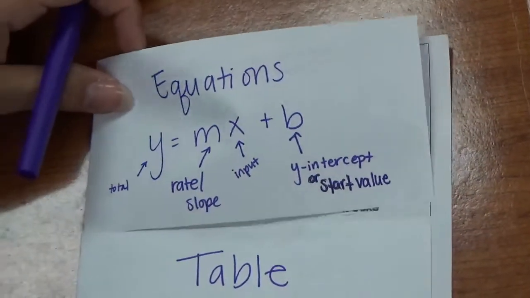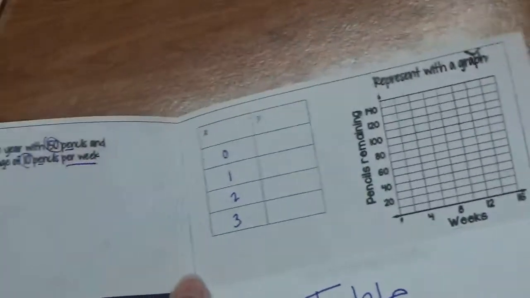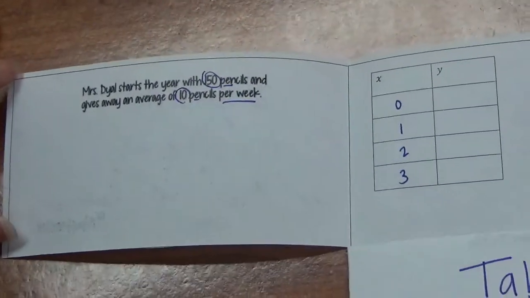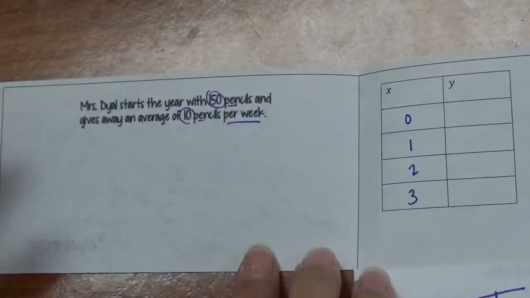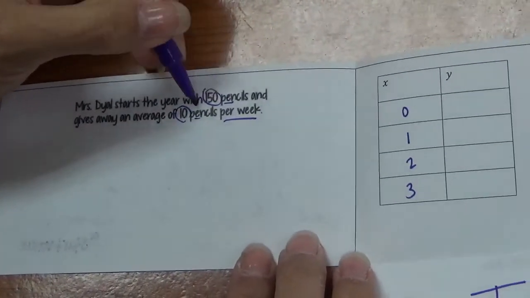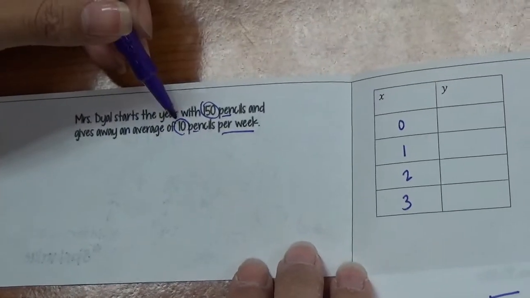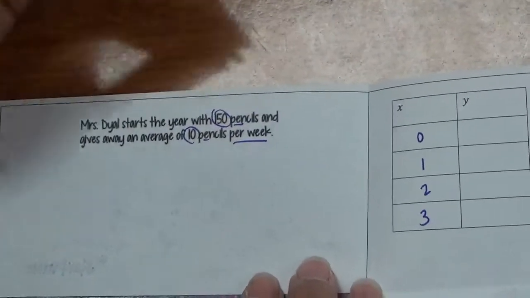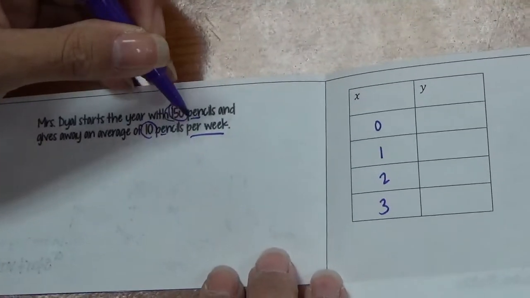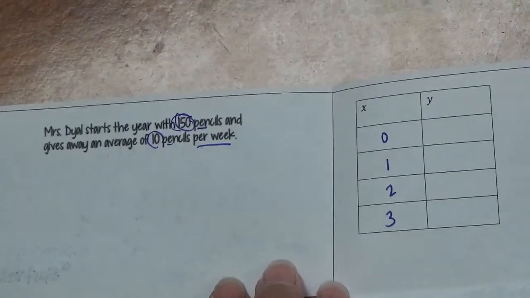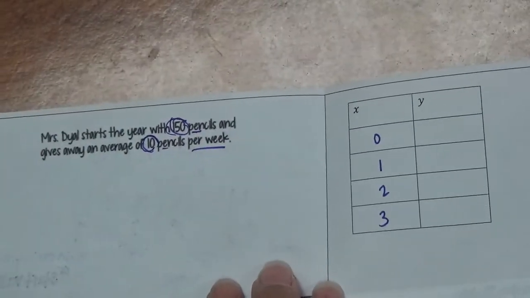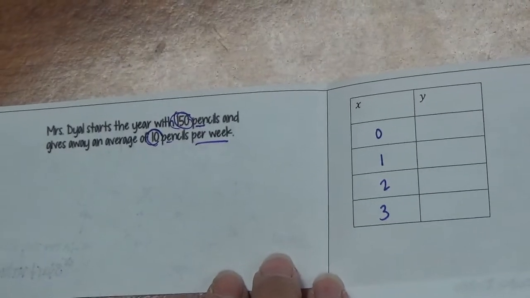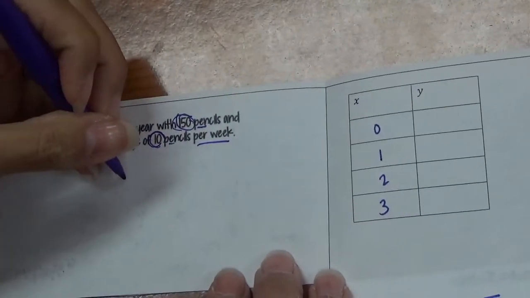All right, once you've done that, we're going to go ahead and open up to our equation. Here we have a word problem. Mrs. Dial starts the year with 150 pencils and gives away an average of 10 pencils per week. I'm going to go ahead and circle my variables, 150 pencils, okay? And she gives away an average of 10 pencils per week. So she's giving away, so this is going to be a negative equation. So I'm pretty sure I'm going to have a subtraction symbol. Let me go back and check.